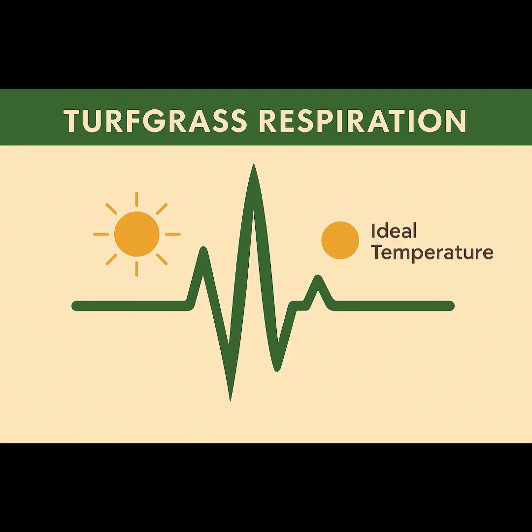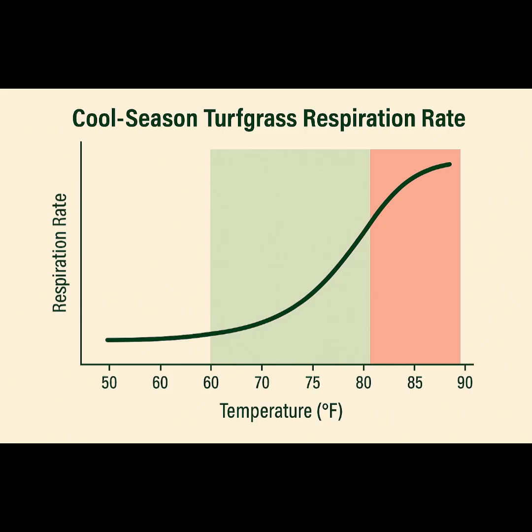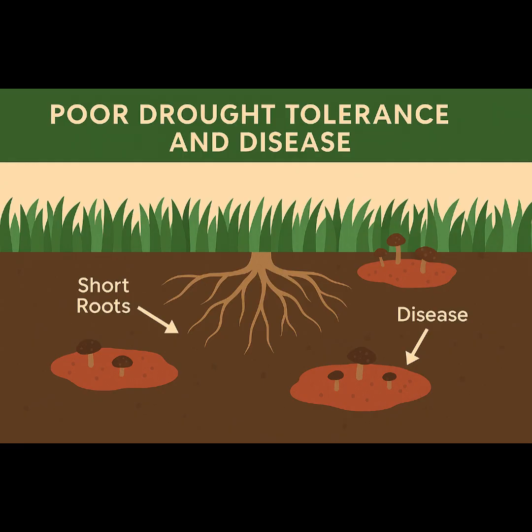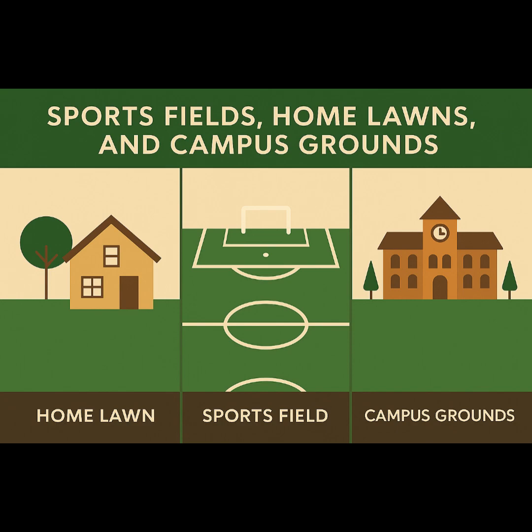When temperatures rise, respiration speeds up. That means your turf is burning through its energy reserves faster than it can replenish them, especially in cool season grasses like Kentucky bluegrass or fescue. Why does this matter? Because high respiration rates can lead to weak roots, poor drought tolerance, and increased vulnerability to disease. If you're managing sports fields, home lawns, or campus grounds, understanding this helps you make smarter decisions, like when to fertilize, when to aerate, and even which turf species to plant.